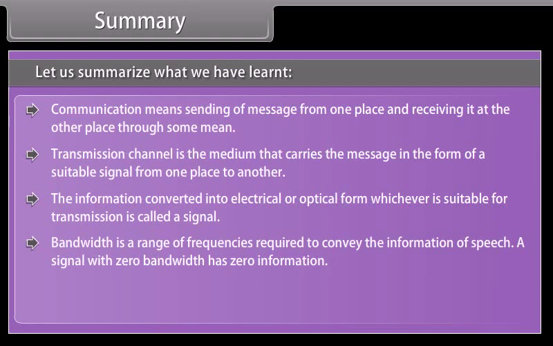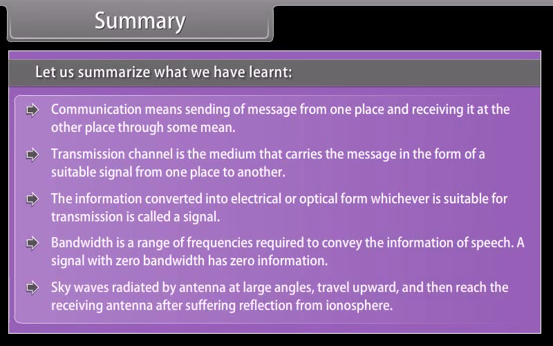Bandwidth is a range of frequencies required to convey the information of speech. A signal with zero bandwidth has zero information. Sky waves radiated by antenna at large angles travel upward and then reach the receiving antenna after suffering reflection from the ionosphere.